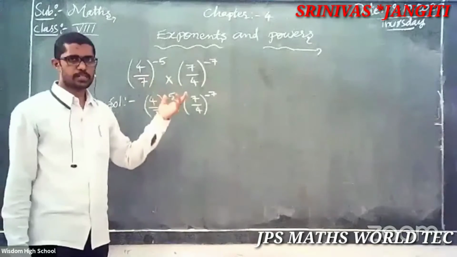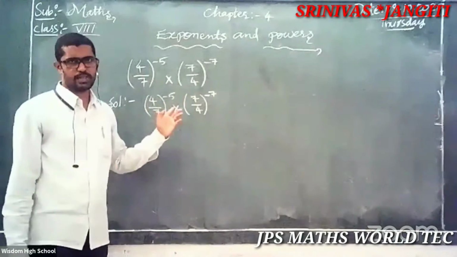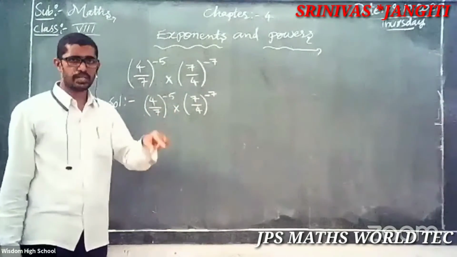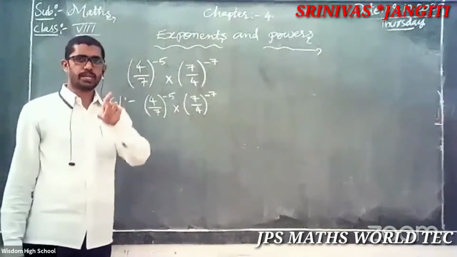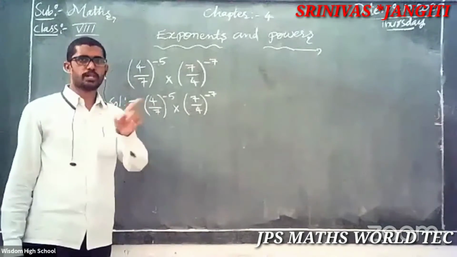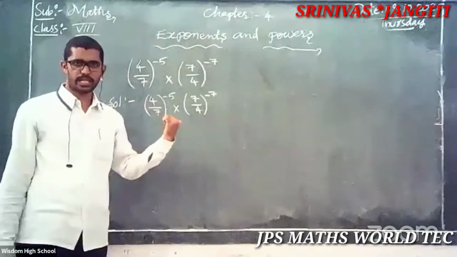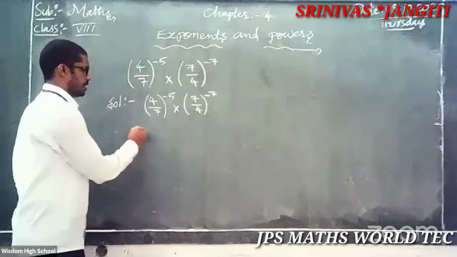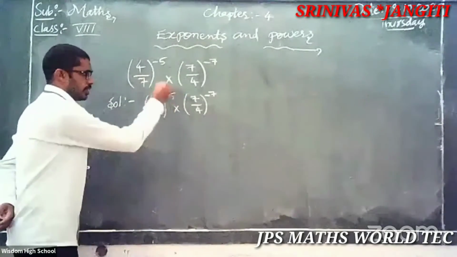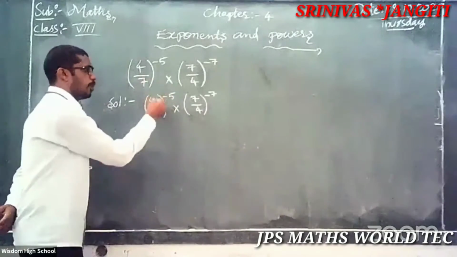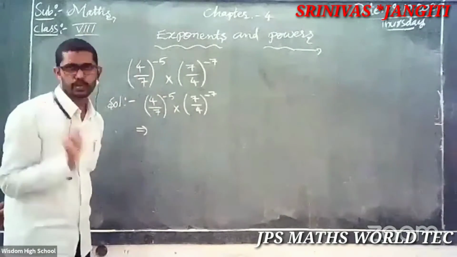So already once I explained x by y all to the power of m. Now at this place, what is it? Just reverse. 1 by x to the power of n. How? x to the power of minus n is equal to 1 by x to the power of n. Okay, let's come here. What is here? Here, this is 4 by 7 all to the power of minus 5, right?